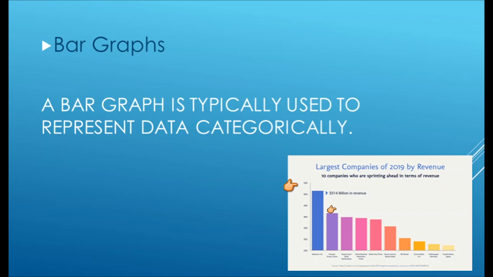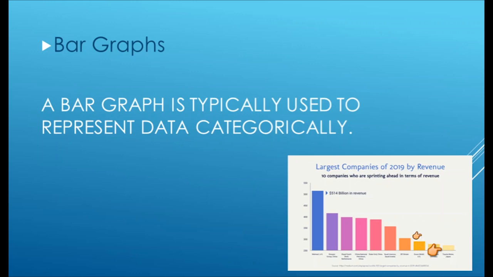And in this case, they're talking about the 10 companies who are sprinting ahead in terms of revenue. So how much money are they making? The blue company here is in the lead with $514 billion in revenue. This company all the way to the right in yellow is maybe a little over 200.